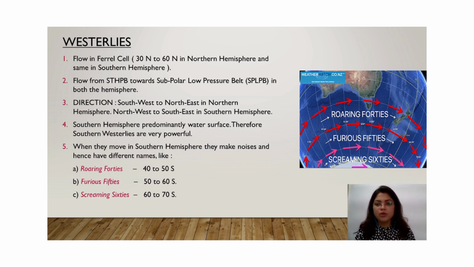So this is the direction of the wind, the origin of the wind, and why they are named differently in the southern hemisphere: because there is no landform, their speed increases at different latitudes, and according to that they are named differently. So this is all about the westerlies.